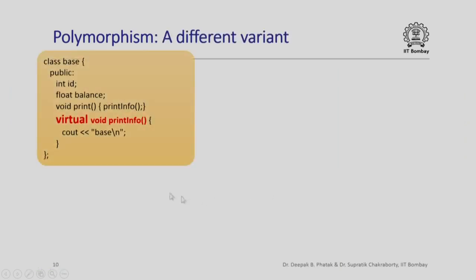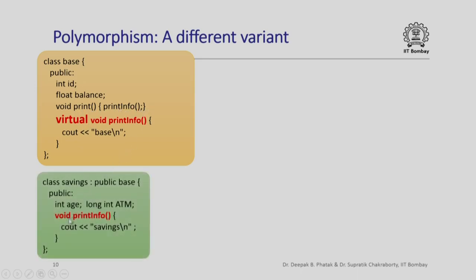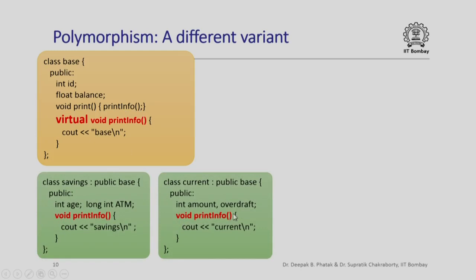Here is a different variant of polymorphism. Here is the base class, and here is the same virtual method, and here is another method print, and note that within print I have invoked print info. And here is the derived class savings, which has a definition of print info, and here is the derived class current, which has a definition of print info. Now, this method is calling print info, and print info being declared as virtual, what method it is really going to call depends on the context in which I am calling this method print.